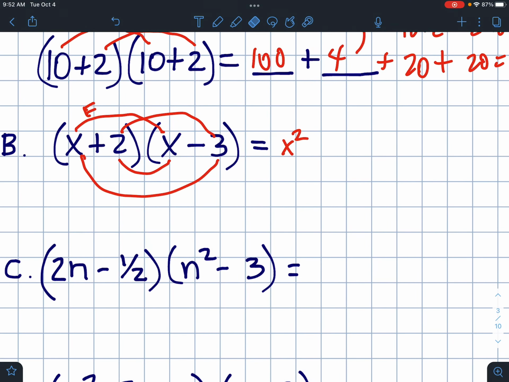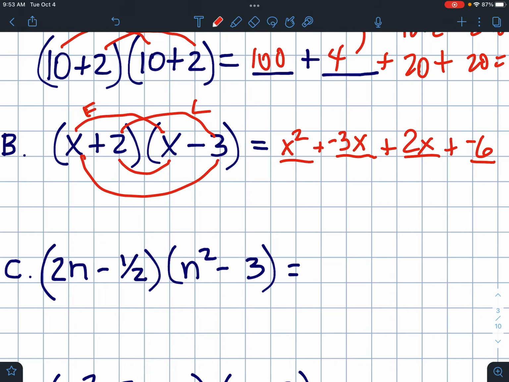So I tend to put the first, and then I do the outside, and then the inside, and then the last. So negative 6, way out there. That would be the last, 2 times negative 3. And the outside would be negative 3 times x, which is just negative 3x. And the inside is kind of easy too, because we just put the 2 in front of the x and call it 2x.